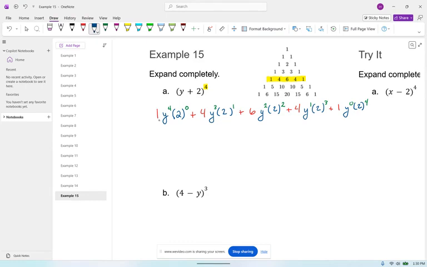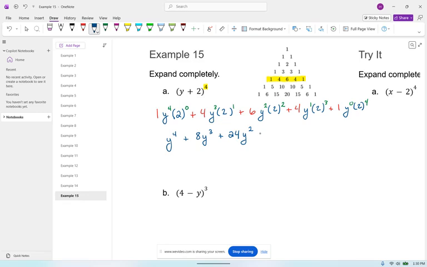So we have 1, we don't need that 1, y to the fourth, and 2 to the 0, we don't need that 2 to the 0, so we'll just have y to the fourth, plus, and then we have 4, y to the third times 2 to the first. 2 to the first is just 2, so this is 4 times 2, which is 8, y to the third, plus. Okay, now we have 6, y squared and 2 squared. Well, 2 squared is 4. 6 times 4 is 24, y squared.